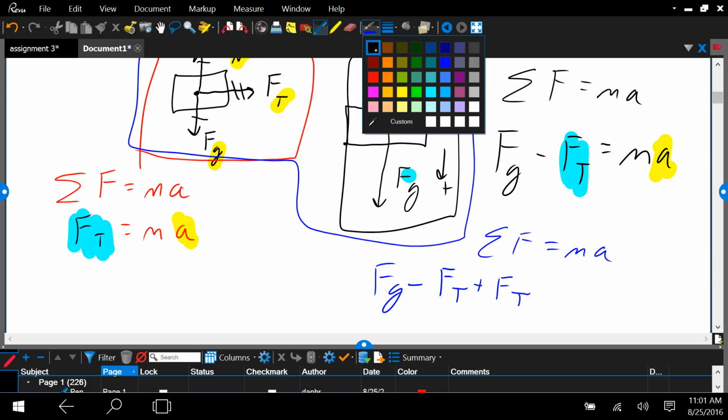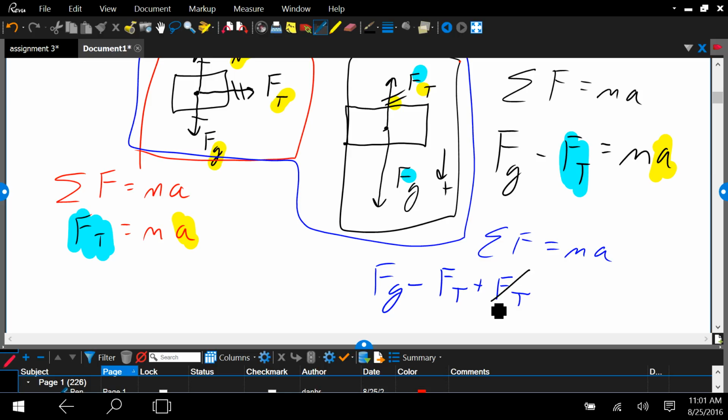Now, you might have noticed right away, I have a plus Ft and minus Ft. Those two are going to cancel out. And the reason they cancel out is because they're what's called internal forces. My big blue block has circled both blocks in the system, and the tension force is the two blocks interacting via the string or the rope, pulling up on one or pulling sideways on the other. So it's an internal force in my system.